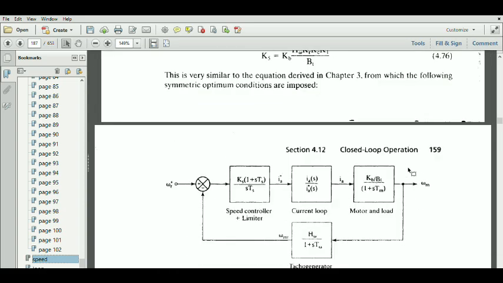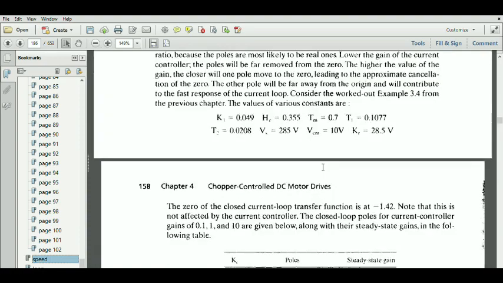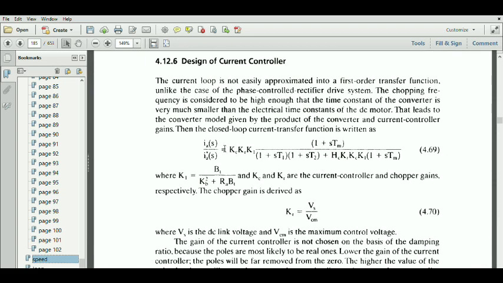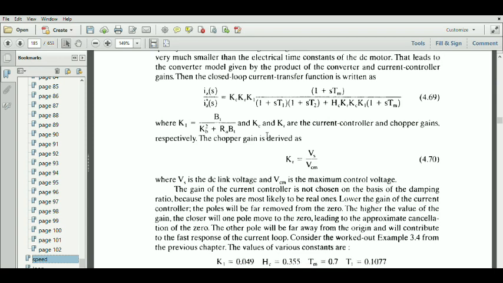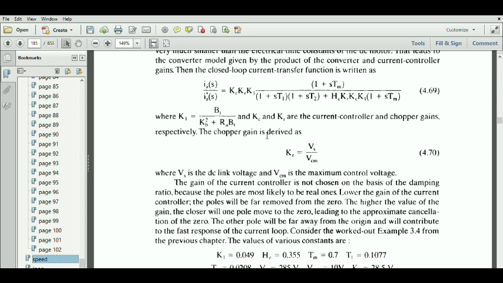So all the things you have given, and IA of S divided by IA star. Yesterday we have discussed this is IA divided by IA star, KC KR K1 into 1 plus STM divided by 1 plus ST1 into 1 plus ST2 plus HC KR KC K1 into 1 plus STM. In that, K1 is equal to Pt divided by Kp square plus Ra Pt.